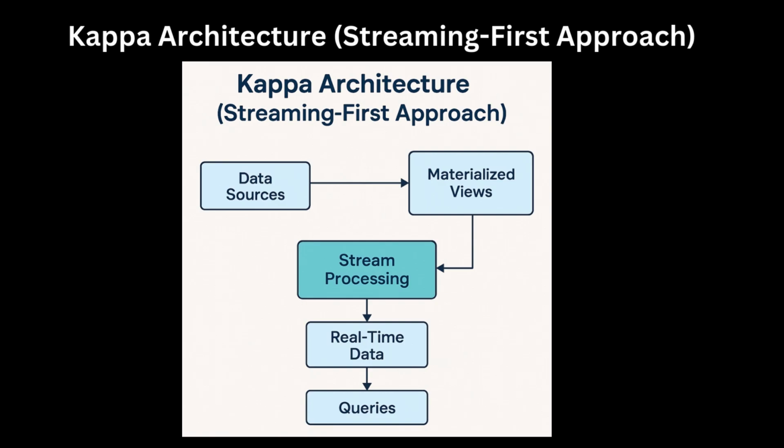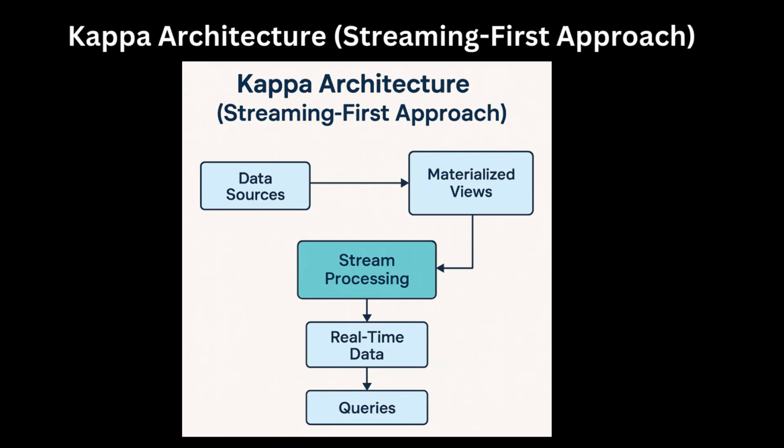Kappa architecture is a simplified alternative to Lambda architecture, designed for real-time data processing by using a single stream processing pipeline instead of separate batch and speed layers. It was proposed by Jay Kreps, creator of Apache Kafka, to reduce complexity while maintaining scalability and fault tolerance.